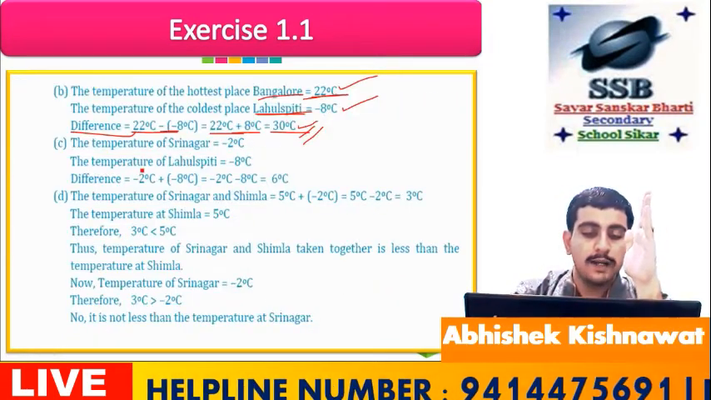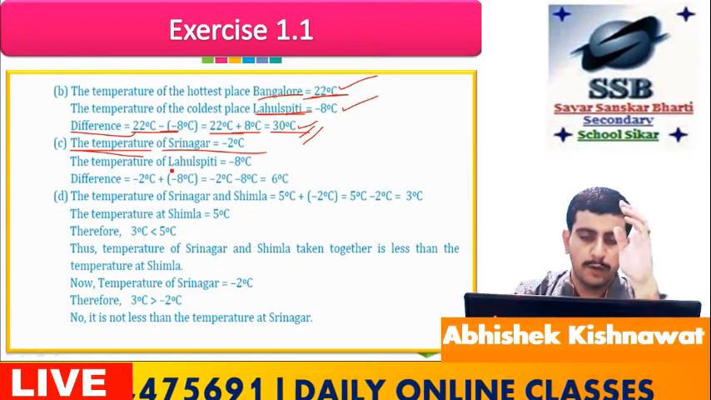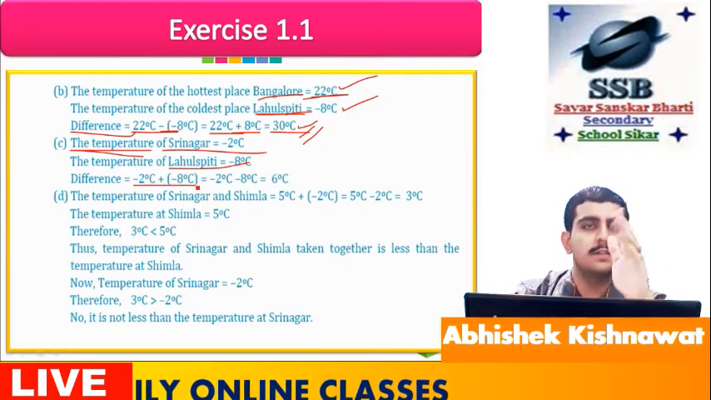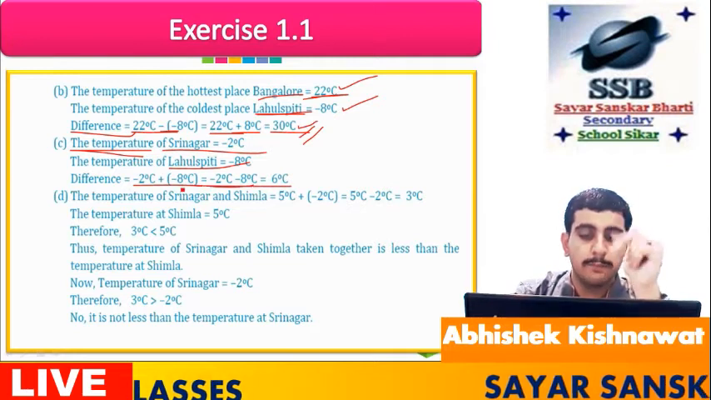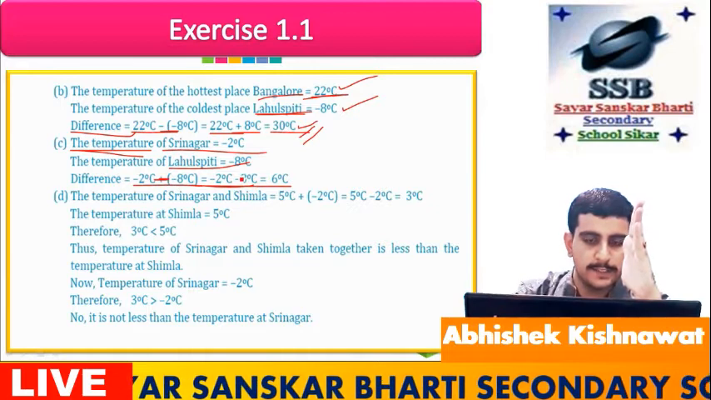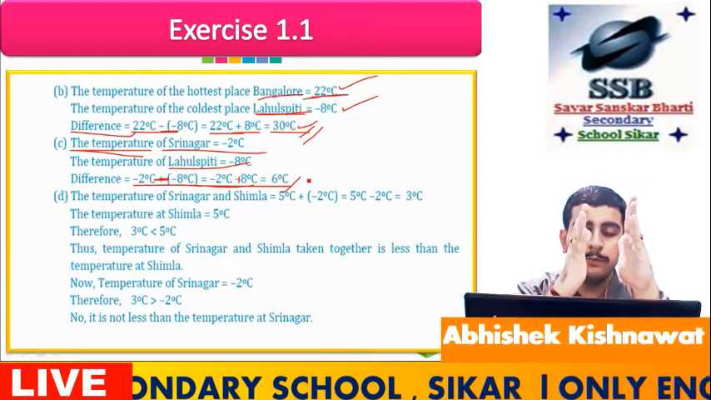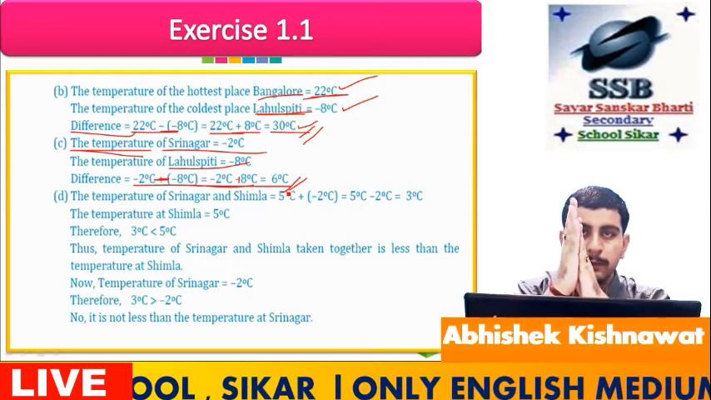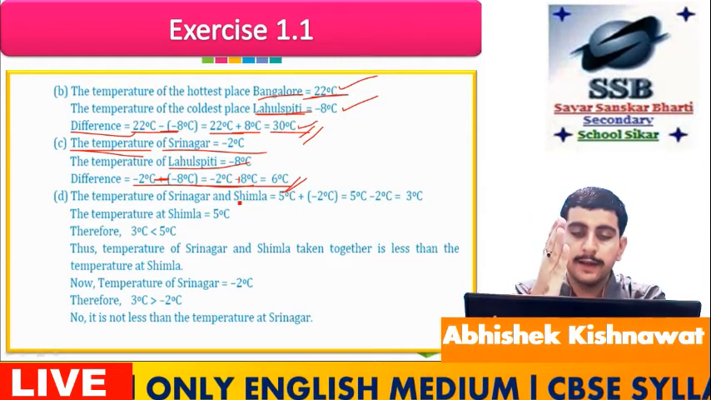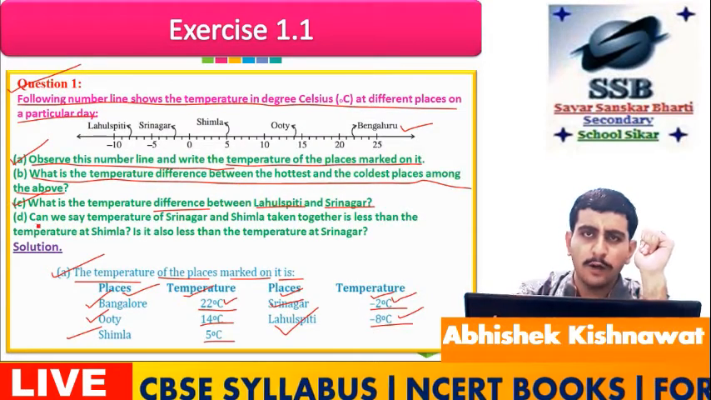Move on to the next question. What is the temperature difference between Lahaul Spiti and Srinagar? Now, the temperature of Srinagar is minus 2 degrees Celsius, and the temperature of Lahaul Spiti is minus 8 degrees Celsius. So the difference equals minus 2 degrees Celsius minus (minus 8 degrees Celsius). Minus 2 and minus 8 equals how many? It becomes 6 degrees Celsius. I think you all get it.